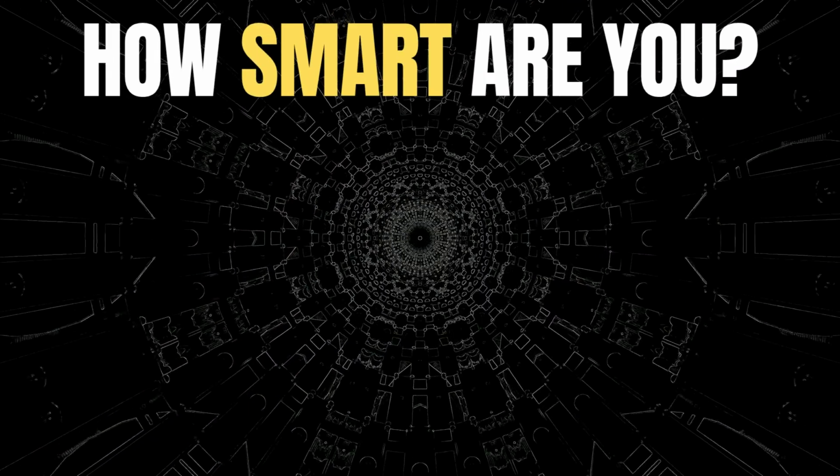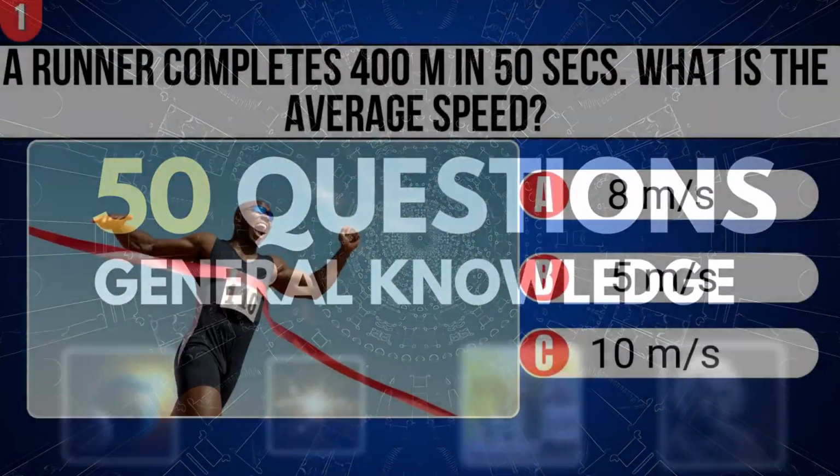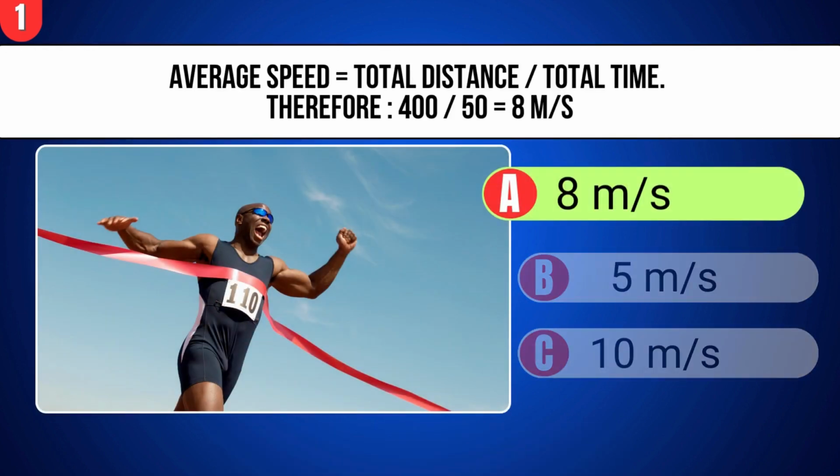How good is your general knowledge? Take this 50-question quiz to find out. Let's go. A runner completes 400 meters in 50 seconds. What is the average speed? It's 8 meters per second.